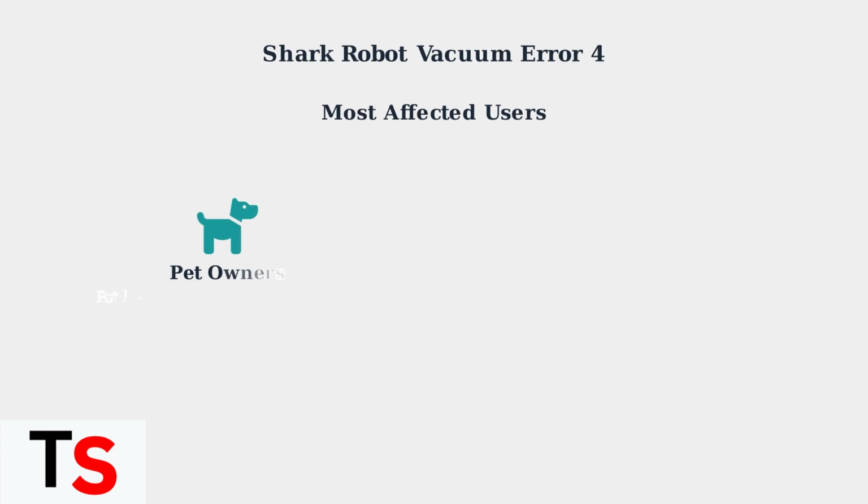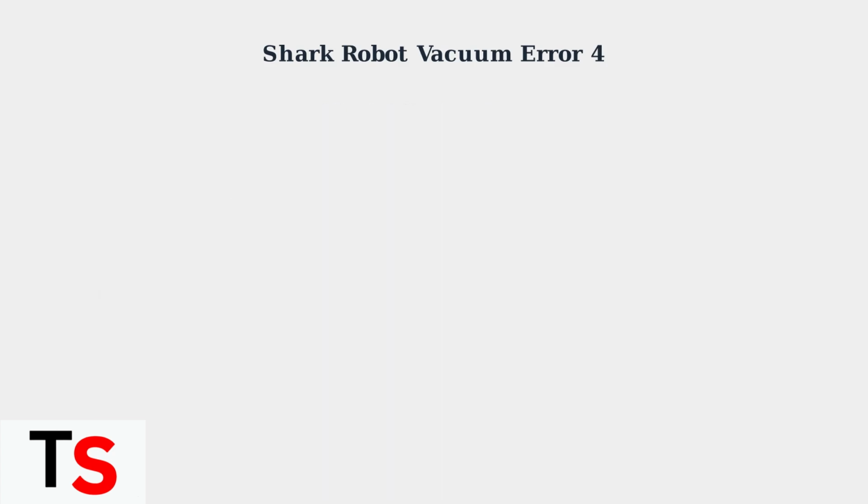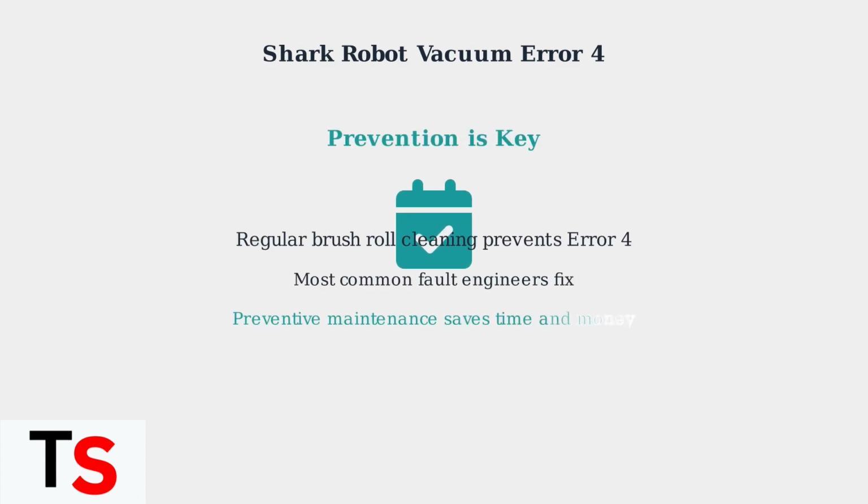Pet owners and households with long-haired residents encounter error 4 most frequently. Pet fur and human hair are particularly prone to wrapping around brush rolls, making regular maintenance essential. Regular cleaning is crucial to prevent error 4.